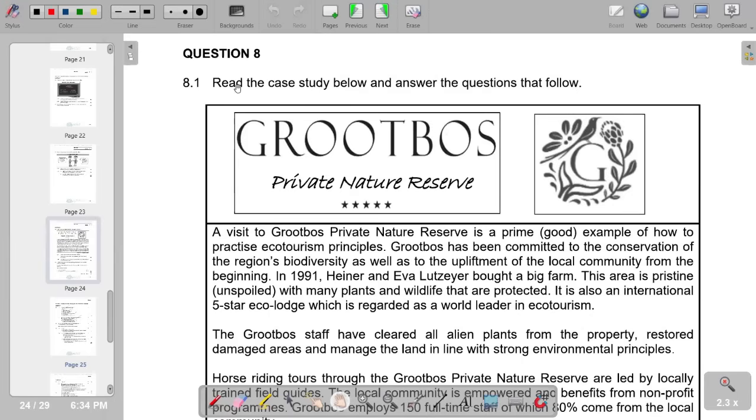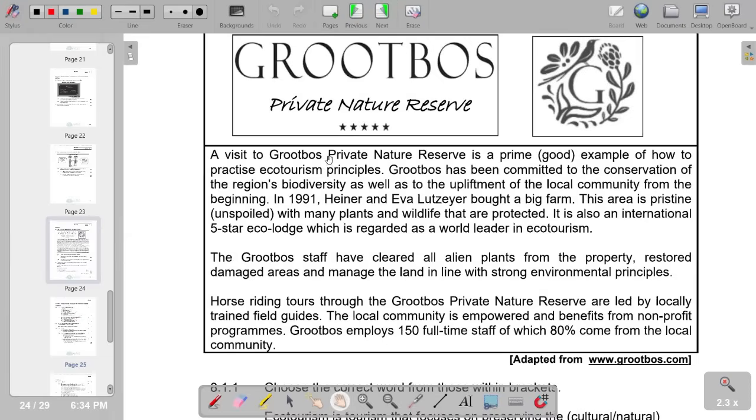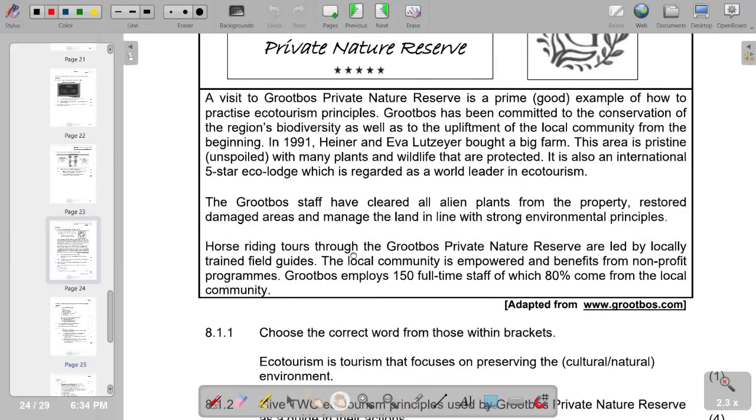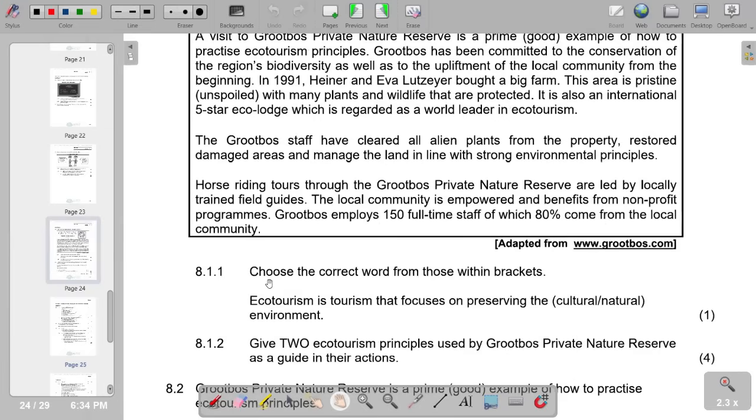Question 8 reads, read the case study below and answer the questions that follow. So we've got a case study that we have here that we need to go through. Then on the question part, it reads, choose the correct word from those within brackets. Ecotourism is tourism that focuses on preserving the dash environment. So the correct response is the natural environment. So we have natural.